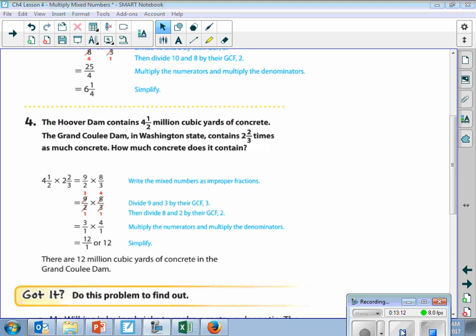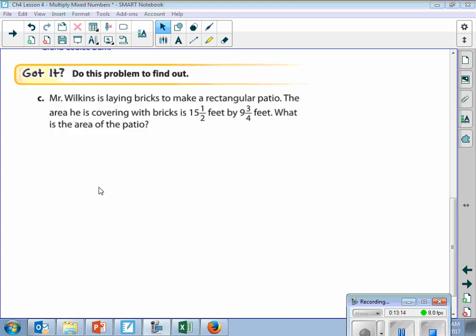All right, so here, let's do this got it problem. It says here, Mr. Wilkins is laying bricks to make a rectangular patio. The area he is covering with bricks is 15.5 feet by 9 3/4 feet. What is the area of the patio?